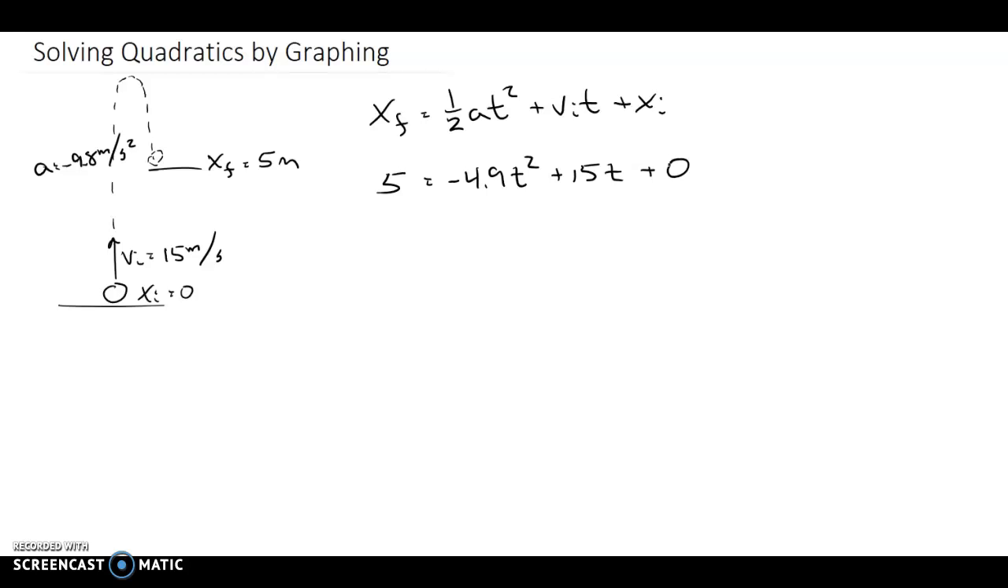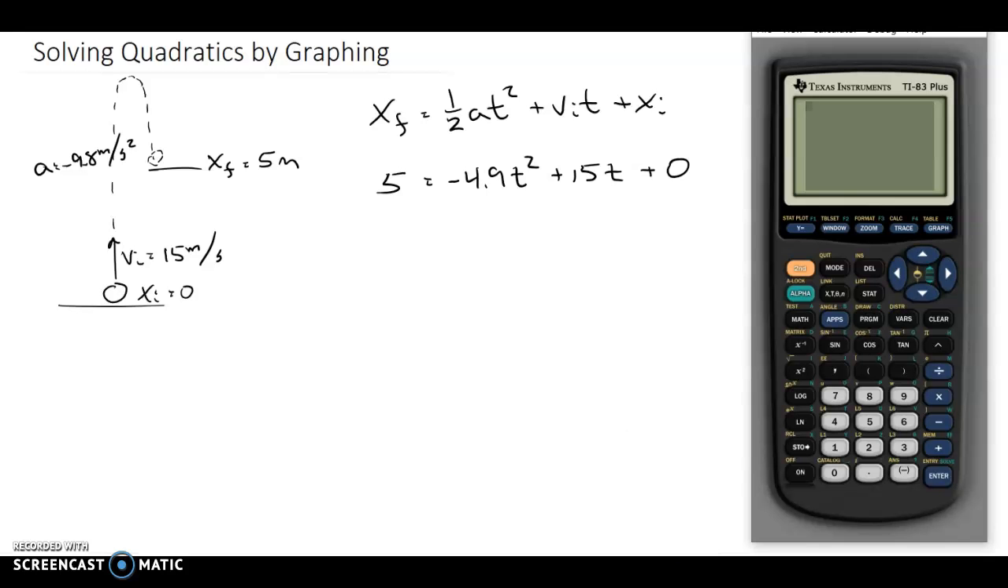So in algebra class, you would move the 5 over to the other side and set up the quadratic formula. But I want to show you another way to do this rather than using the quadratic formula. So let's look at solving by graphing. In this case, I'm going to open up my calculator. There are two ways to look at this.